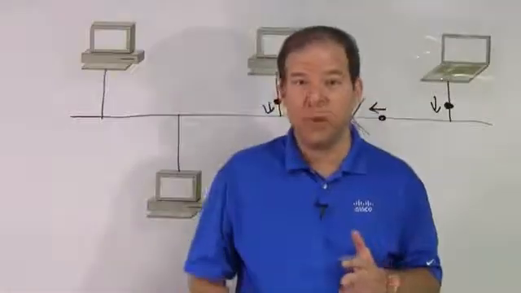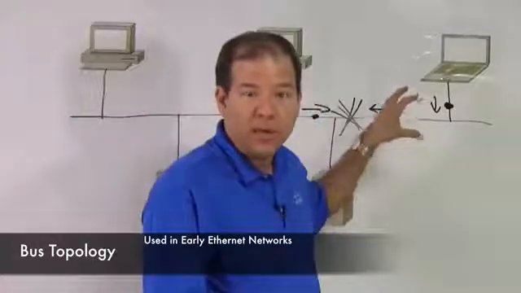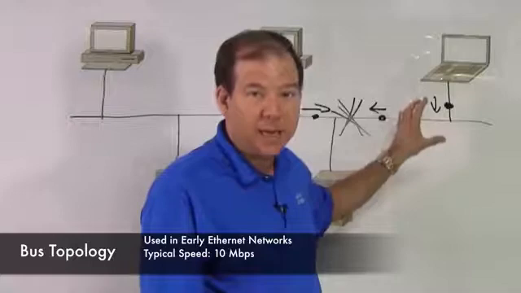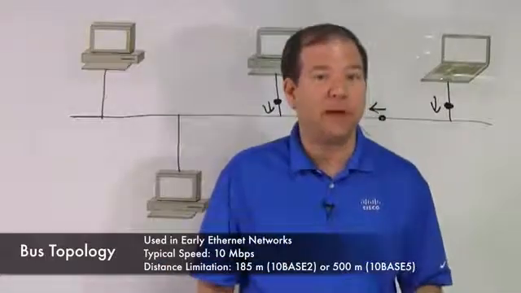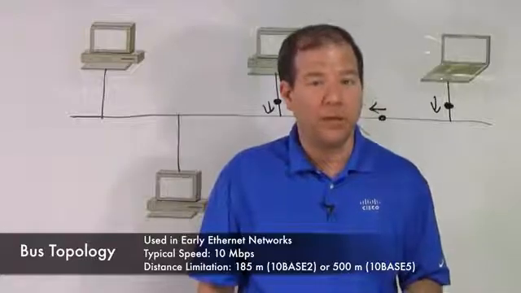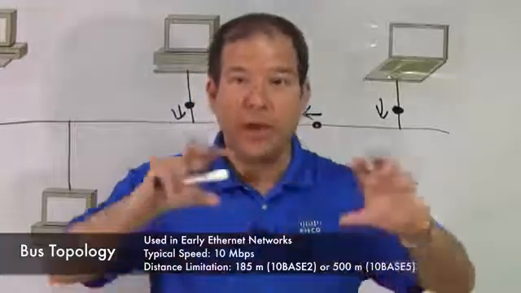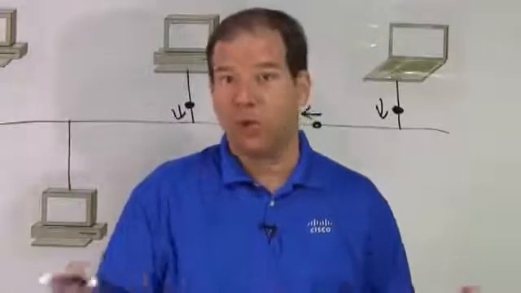To sum up the bus topology, we're probably not going to be using it in today's modern networks. This was the way that early implementations of Ethernet worked. The speed was almost always 10 megabits per second. The distance limitation varied a little bit. It was about 185 meters for ThinNet. It was about 500 meters for ThickNet. And the devices tapped on to the coaxial cable that was weaving throughout the office space on a floor of a building.